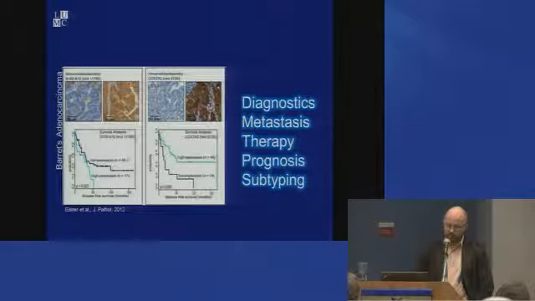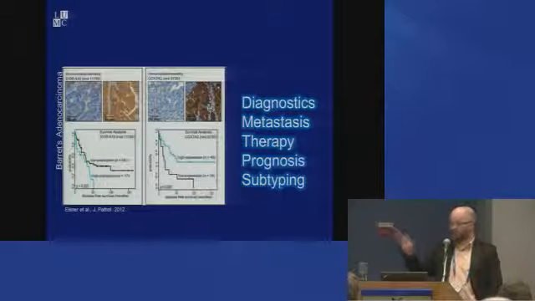Imaging mass spectrometry is a direct tissue analysis. It's mainly of, in this case, big proteins.